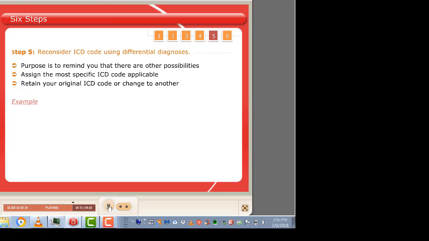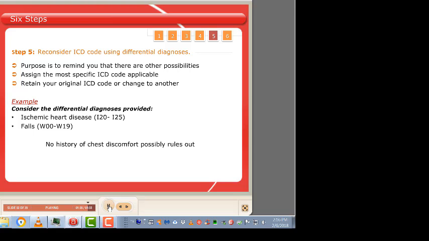In our example, the differential diagnosis for stroke would be ischemic heart disease, I20 to I25, and falls, W0 to W19. However, no history of chest discomfort possibly rules out ischemic heart disease, and no history of falls rules out the fall.